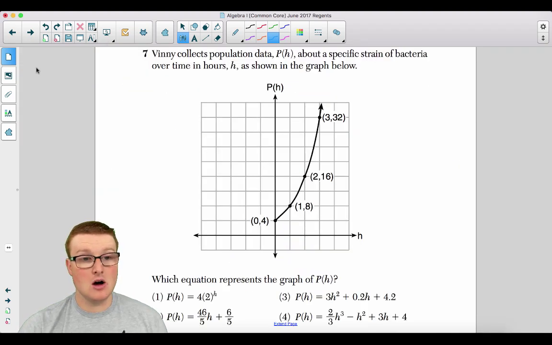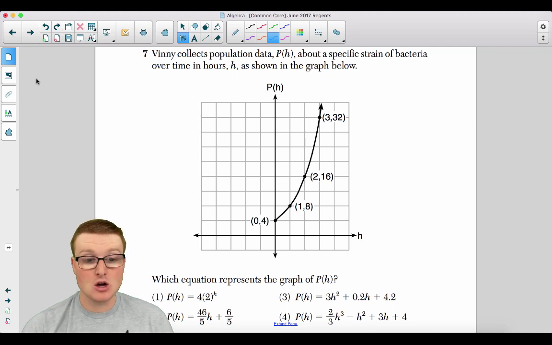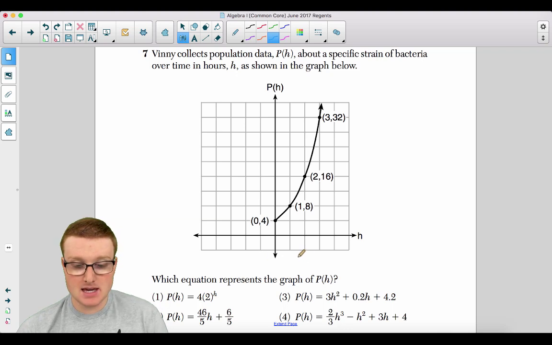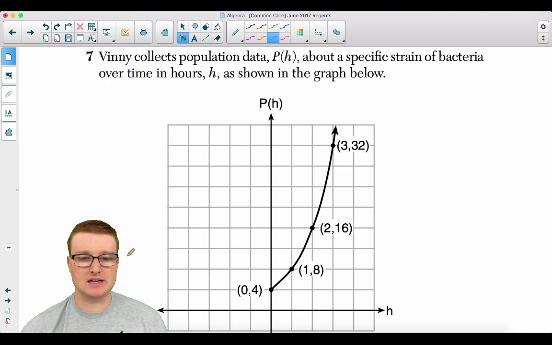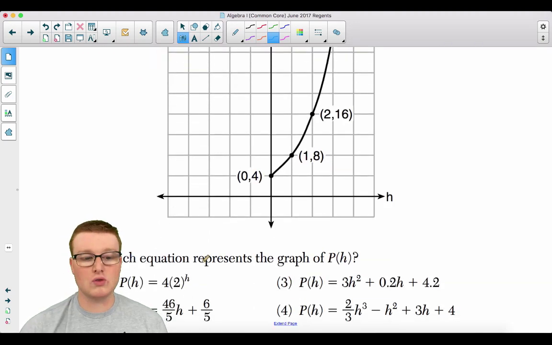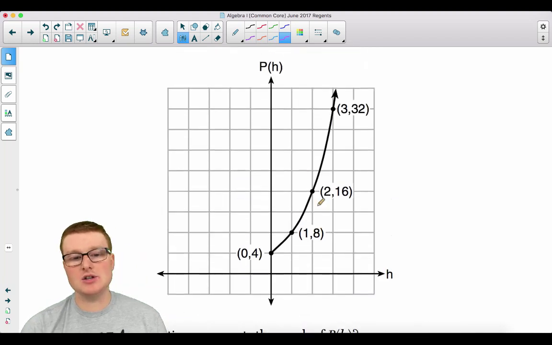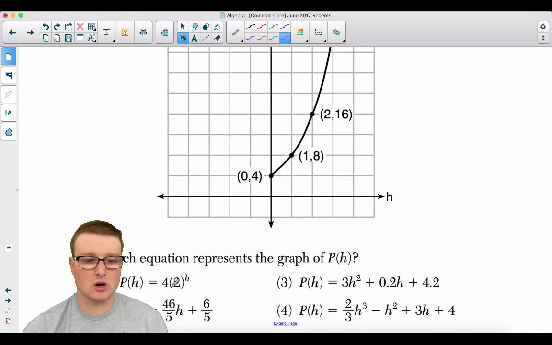Number 7. Vinny collects population data, P of H, about a specific strain of bacteria over time in hours, H, as shown in the graph below. Which equation represents the graph of P of H? The best possible way to do this is to graph each function. There is a way you could calculate this by hand, but if they give you the functions and a graph to match, why not just plug it in?